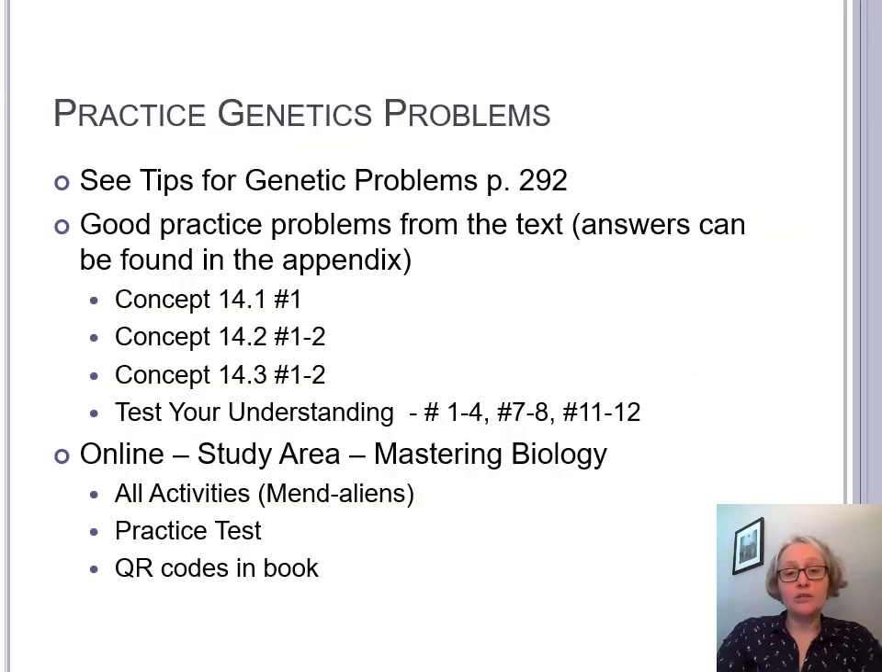You can also practice genetics problems. There are practice tips in your textbook. There are good practice problems in the text. There are also a lot of practice problems online in the study area that you can use. All of the activities use these little Mendelians. It's their cute idea, but these are great ways to practice doing genetics problems. To be reminded, you have the following types of problems guaranteed on your final exam: a monohybrid cross, a test cross, a dihybrid cross, and a multi-character cross. The other types of inheritance patterns you should be able to recognize from examples, sort of like we just did with those shirts on the family.